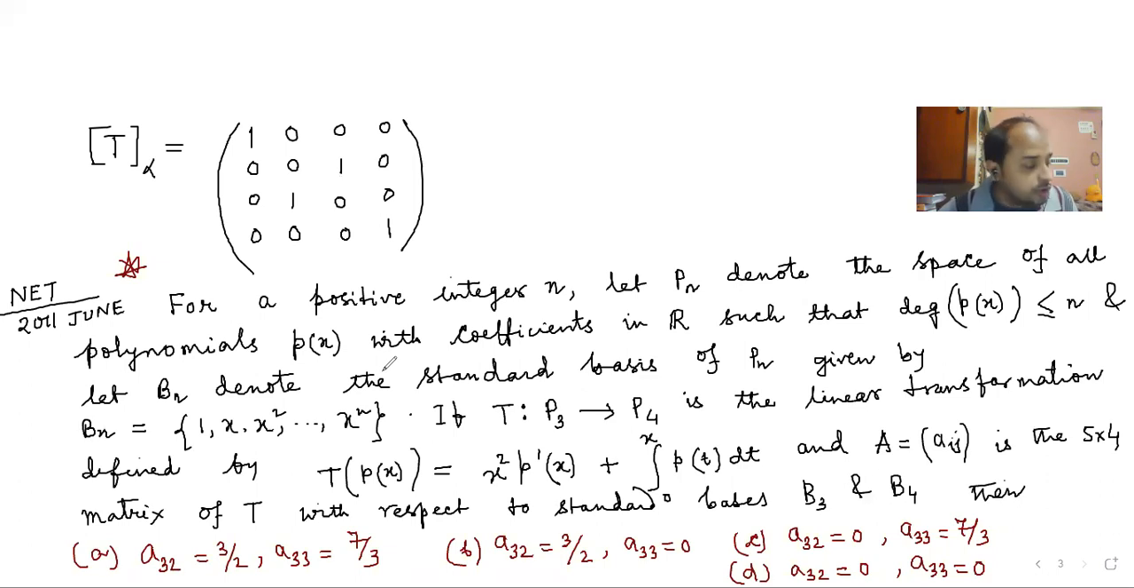Don't just get lost in this vast set of notations they have used. We use the notation beta, they have used the notation Bn. So you have to try to remain in the domain of the knowledge you have gathered by attending the class on matrix representation of linear transformation.